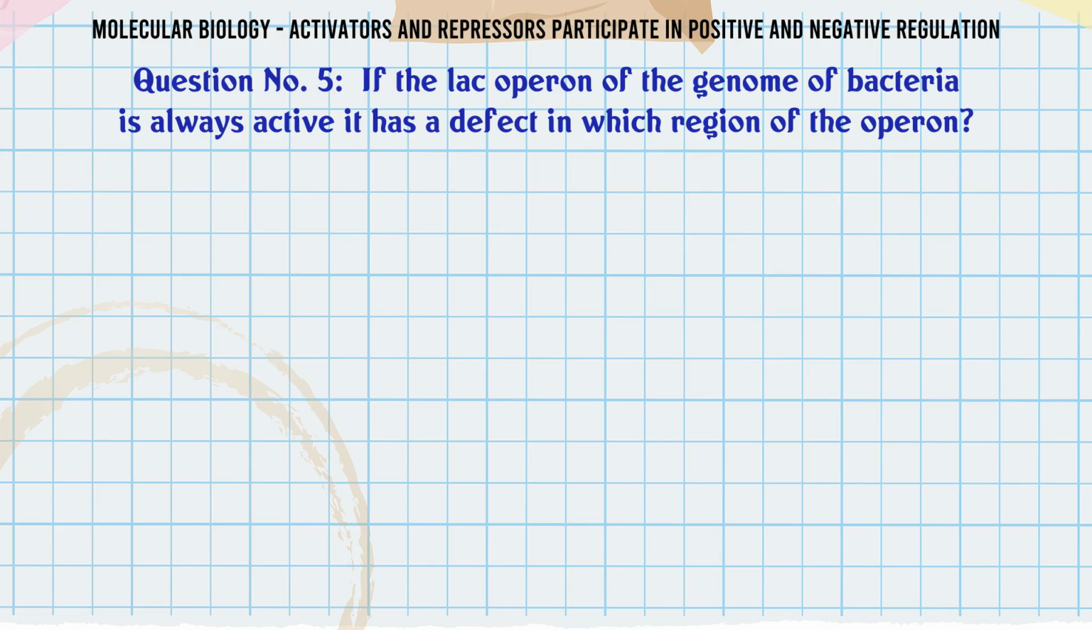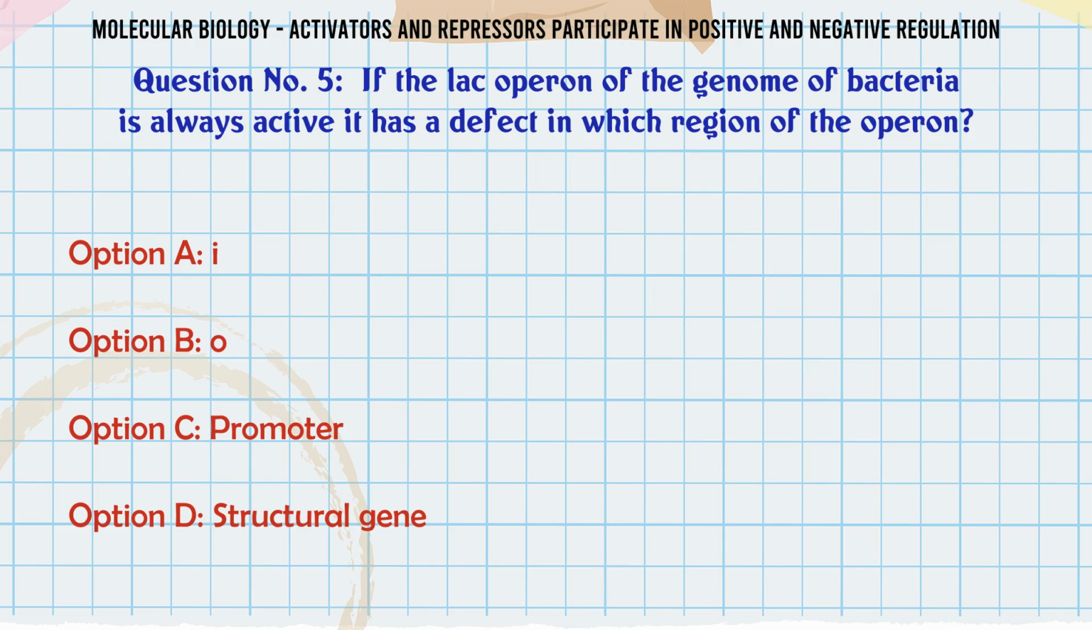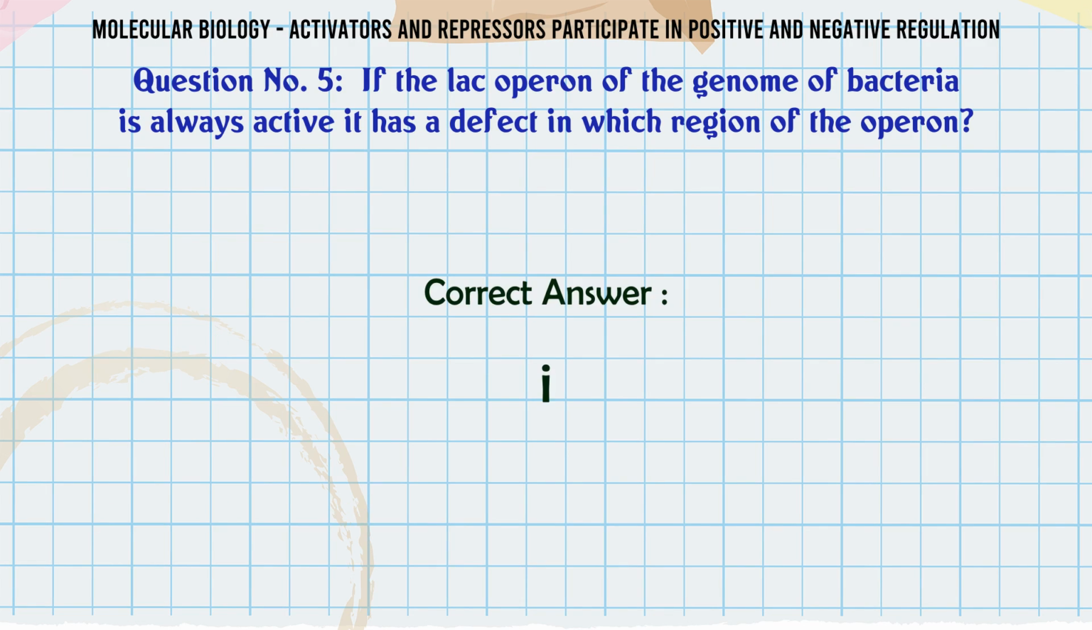If the lac operon of the genome of bacteria is always active, it has a defect in which region of the operon? A. I, B. O, C. promoter, D. structural gene. The correct answer is I.